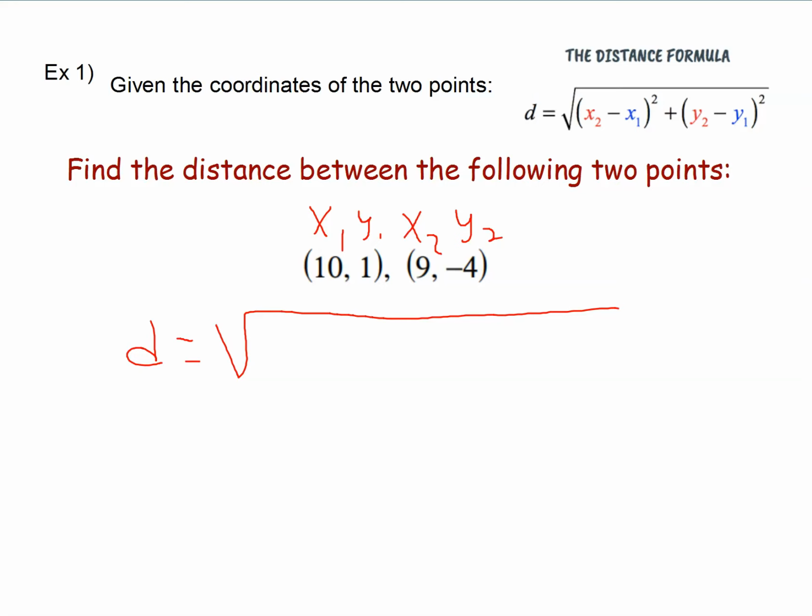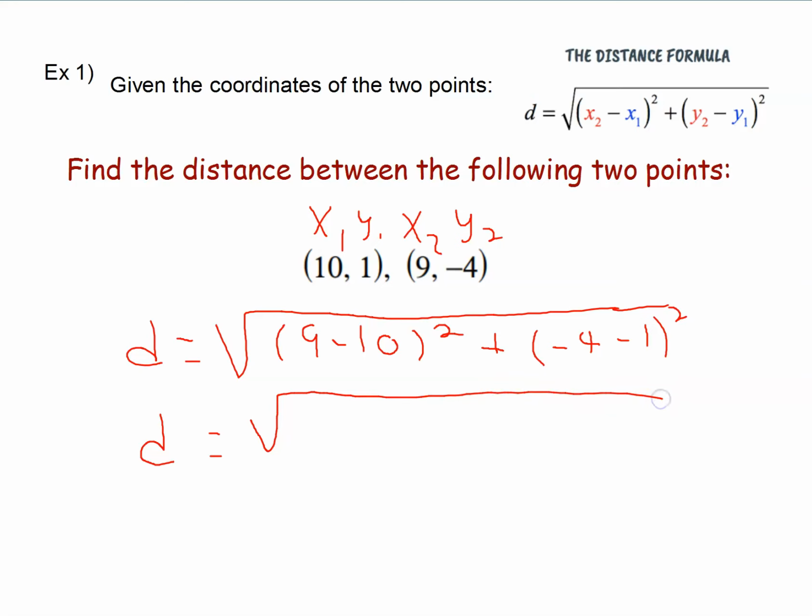So let's go ahead and plug this in. You're going to get the square root of 9 minus 10 squared for your x's, plus negative 4 minus 1 squared. Here I have 9 minus 10, which is going to be negative 1, squared. Again, still keep those parentheses because I'm going to square the entire negative 1. And then in here I have negative 4 minus 1, which is negative 5.